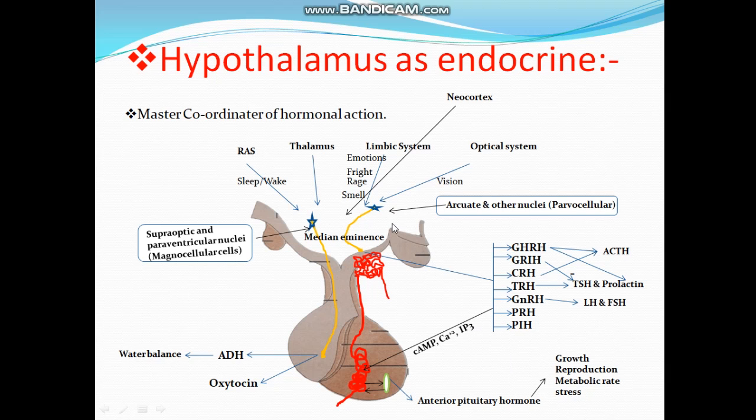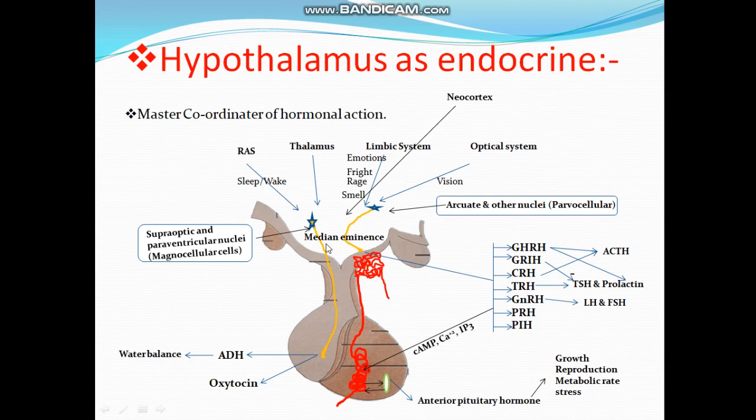So if we see here, now come to the posterior part of the pituitary gland, the role of the hypothalamus. Now the supraoptic and paraventricular nuclei of the hypothalamus contain large cells that are called magnocellular cells. These magnocellular cells generate hormones like antidiuretic hormone and oxytocin.